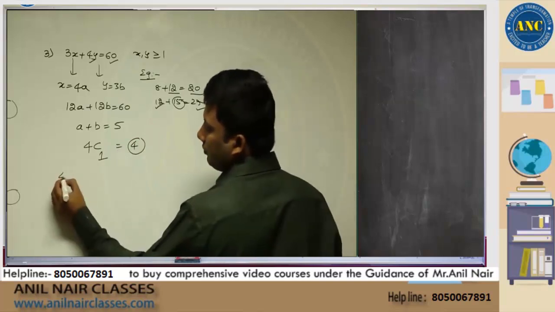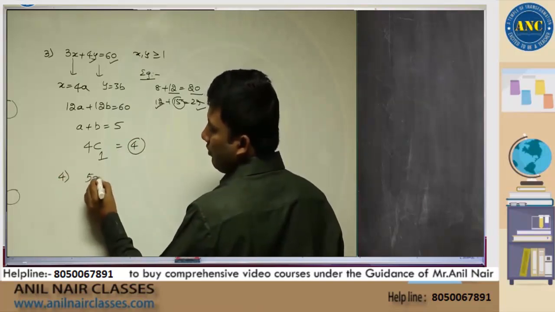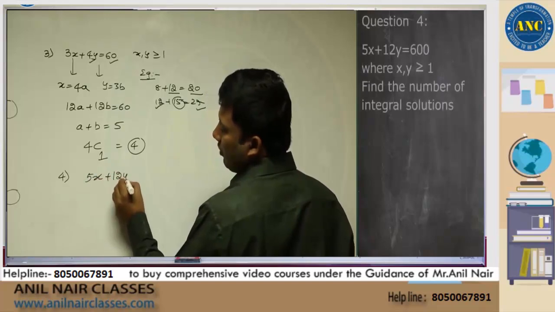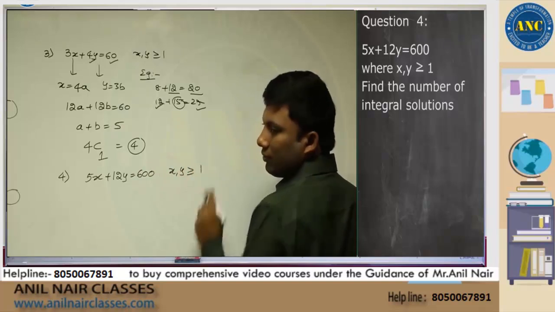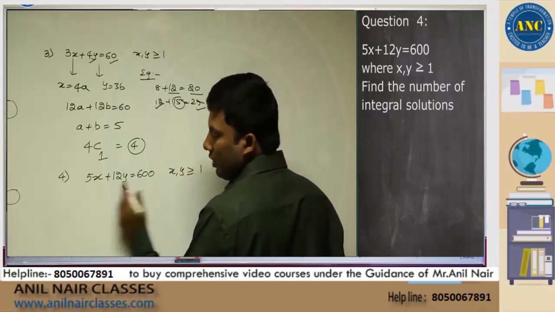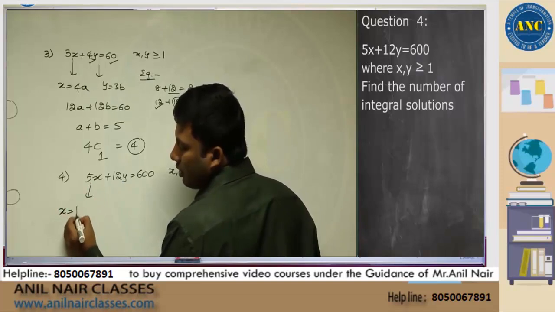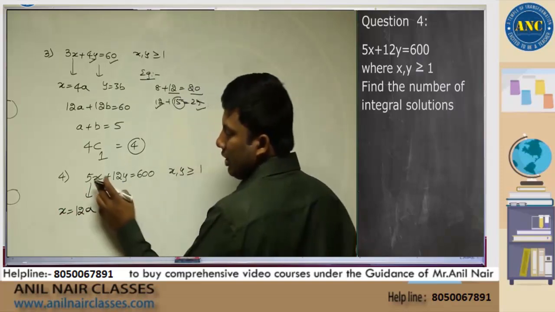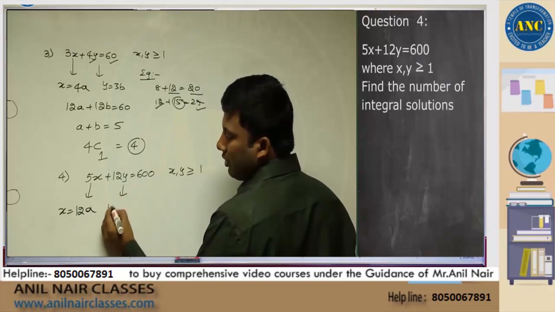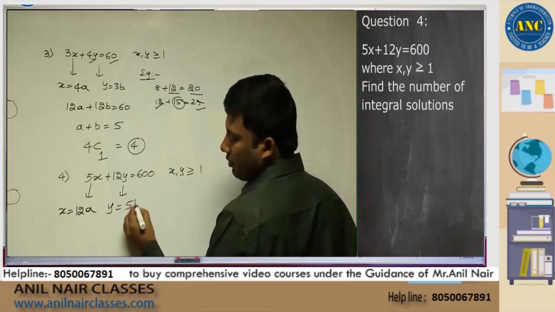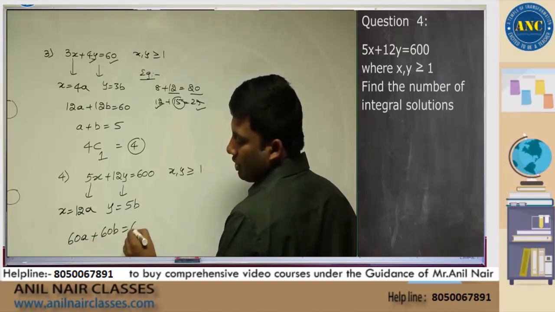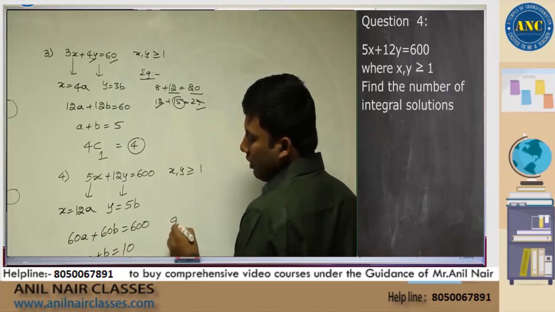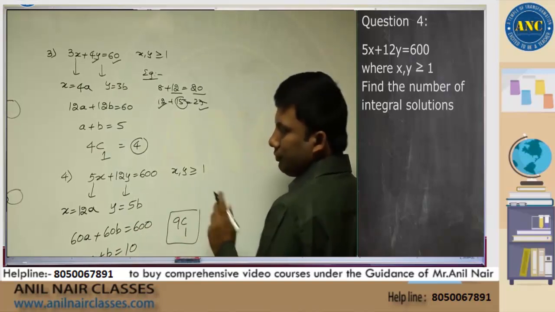One more question. See here. 5x plus 12y equals 600. x and y are greater than or equal to 1. Divisible by 12, divisible by 12. x will be 12a. Divisible by 5, divisible by 5. y will be 5b. 60a plus 60b equals 600. a plus b equals 10. 10 balls, so 9C1. Another one.